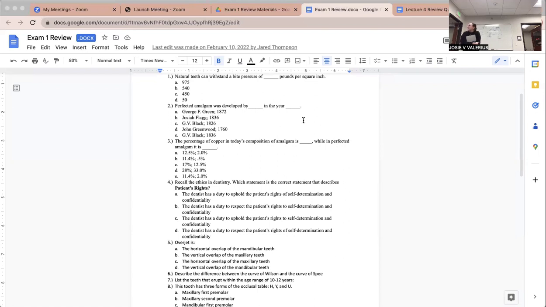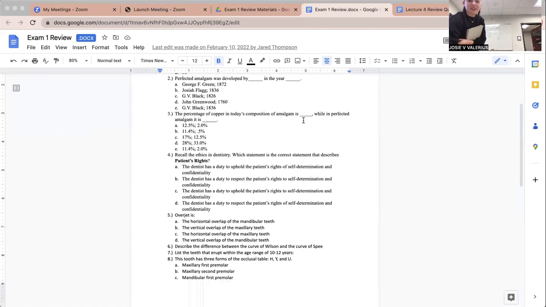Okay, and then who can describe the difference between the curve of Wilson and the curve of Spee? One of them is posterior. Is it the Wilson posterior? Yes. It's the posterior cross arch of the occlusal plane. If you're looking behind someone's head into their mouth at their molars, what is the curve between their left maxillary second or third molar and the right? And then the curve of Spee is just the gentle curvature of the occlusal plane from the side.